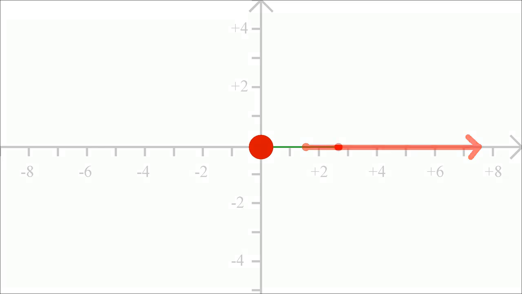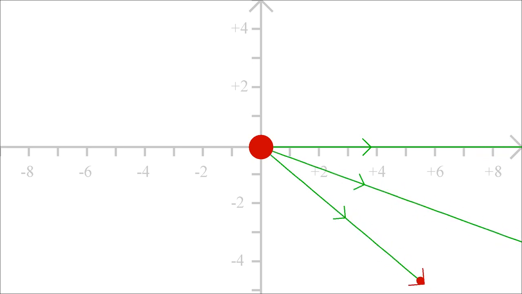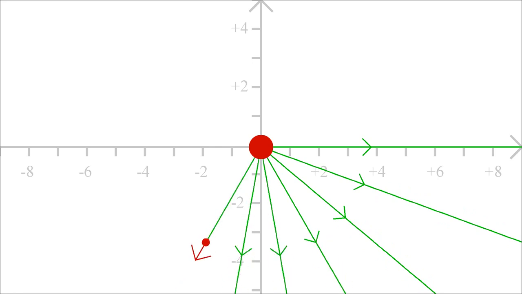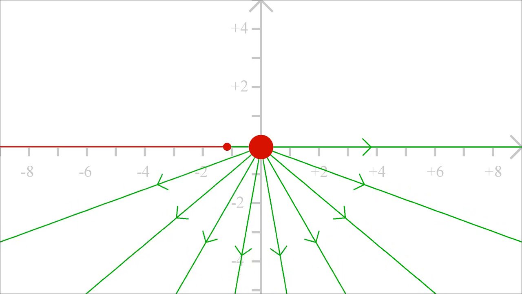Let's move the test charge slightly into that direction and recalculate the force. Once again, the resulting vector points straight away from the source charge. An infinite number of iterations gives a single field line extended between the source charge at the center of the illustration and infinity. We get the field line pattern of a positive point charge when choosing different starting points.